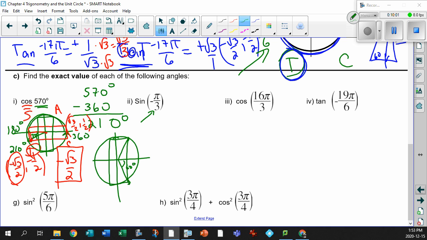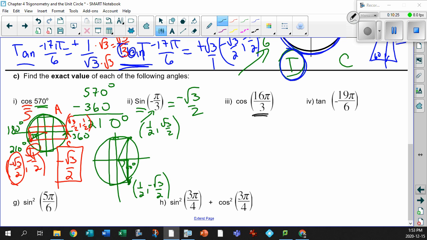Oh, how sweet. Okay, so that must mean that this is all in the coordinates of 1/2, root 3 over 2. That means positive, negative. So this is positive 1/2, negative root 3 over 2. Okay, looking for the sine of that? No problem. That works out to be negative root 3 over 2. Look how quick you can do these now, right? Pretty neat.